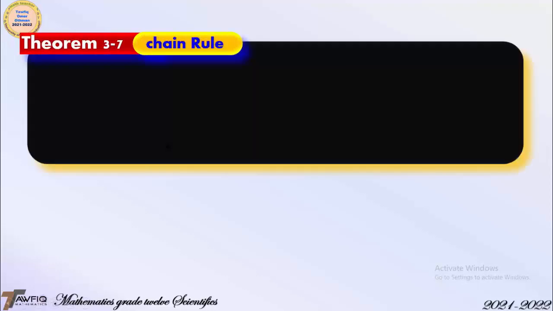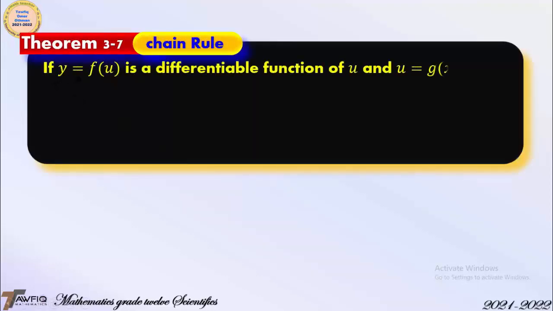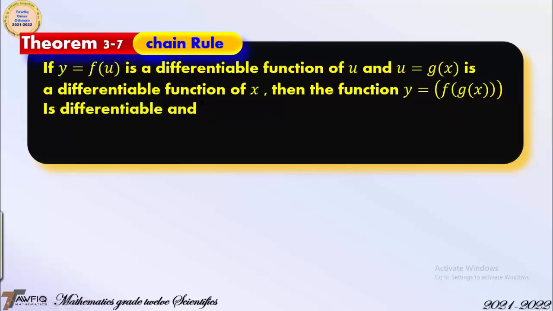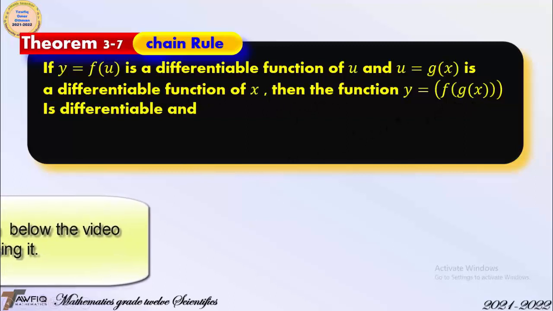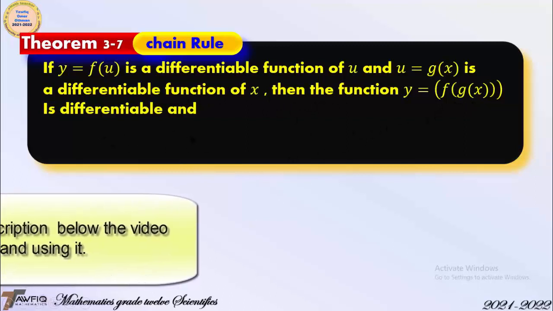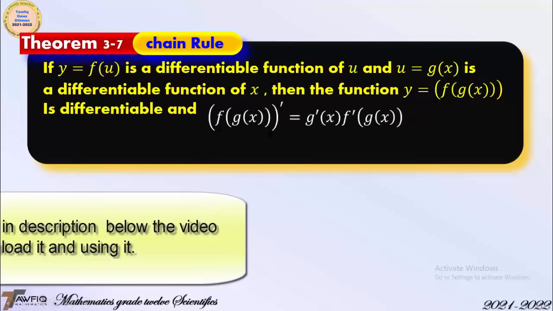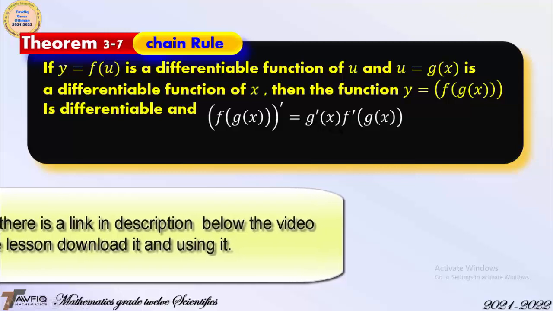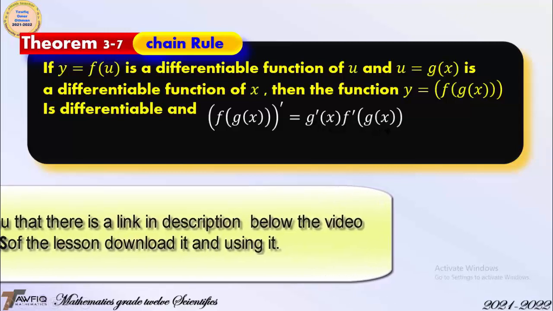Theorem 3.7, Chain Rule. If y equals f of u is a differentiable function of u, and u equals g of x is a differentiable function of x, then the function y equals f of g of x is differentiable and (f of g of x) prime is equal to f prime of g of x times g prime.